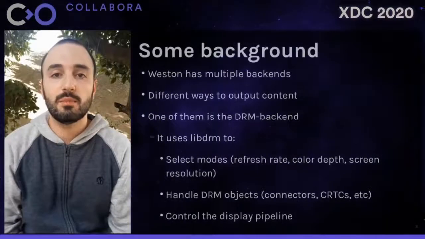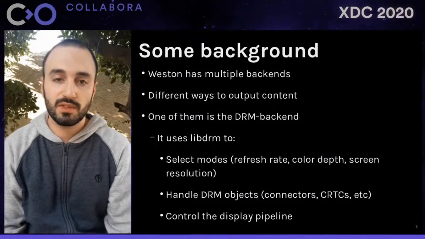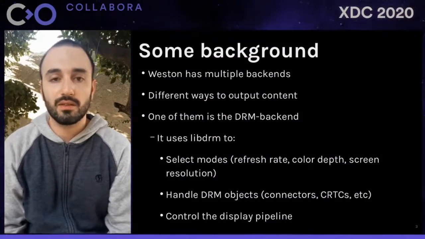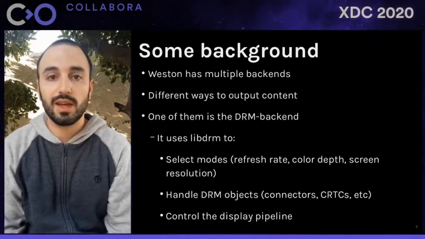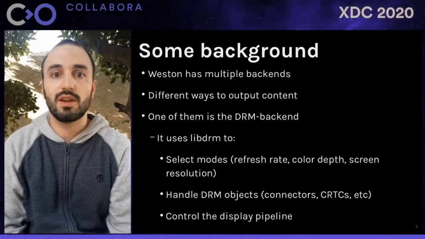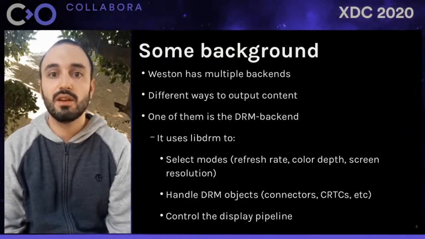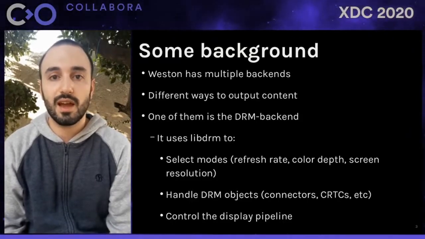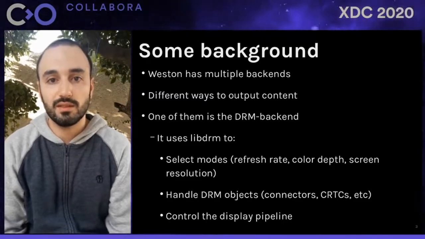Before explaining the problem and what has been done to fix it, we're first going to give some background about the subject. In Weston, we have multiple backends that it can use. For instance, the X11 backend, it can use in order to run as an X client. But it can also use the DRM backend.